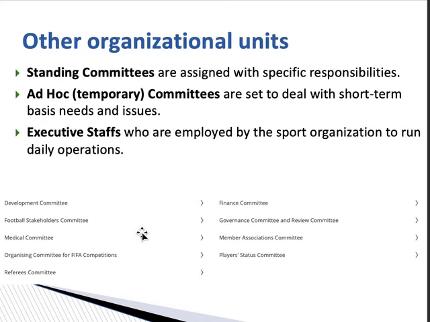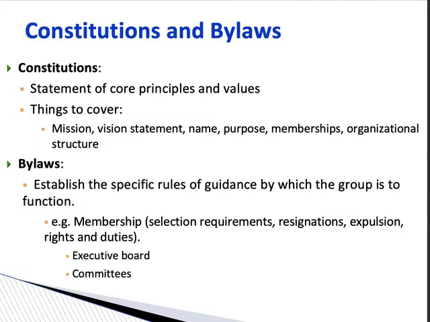Right. The last one is executive staff. Executive staff is normally employed by the organization and mainly responsible for the daily operations. They're hired, they get paid, they're not volunteers. Right. Other committee members, including executive committee members and general assembly members, are completely volunteers. Right. They're not getting salaries from these sports governing bodies. Right, so those are the organizational units.